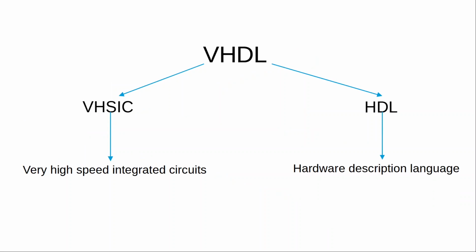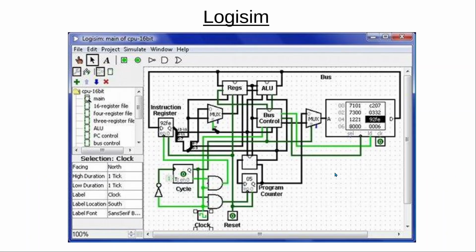The VHDL acronym is made up of two more acronyms, VHSIC and HDL. VHSIC stands for Very High Speed Integrated Circuits. So an ASIC is one example of a very high speed integrated circuit, and HDL stands for Hardware Description Language. VHDL became an IEEE 1076 standard in 1987.